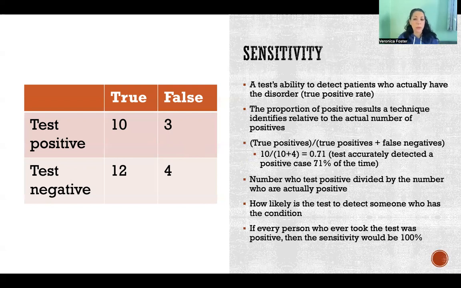So what is the true positive rate? Interestingly, if every person who took a test got a positive result, whether they have the condition or not, then that would mean that the sensitivity is 100%, because the test detects 100% of people who have the condition. It might be falsely identifying everyone else as also having the condition, but sensitivity is how likely we are to detect the condition if the person has it.